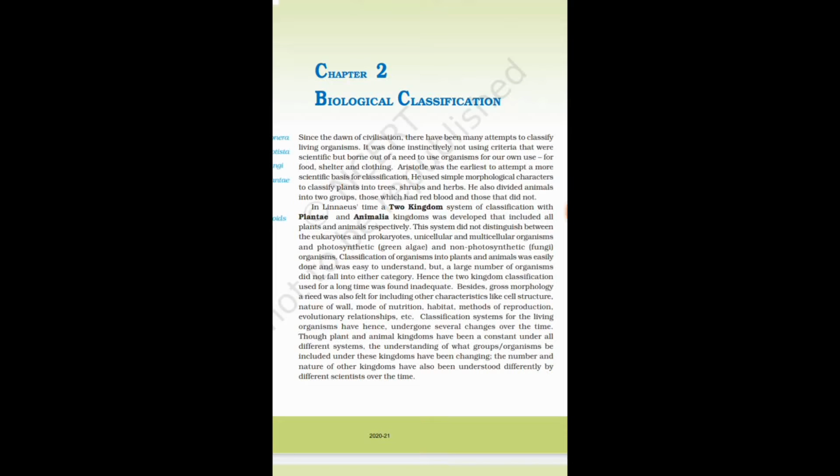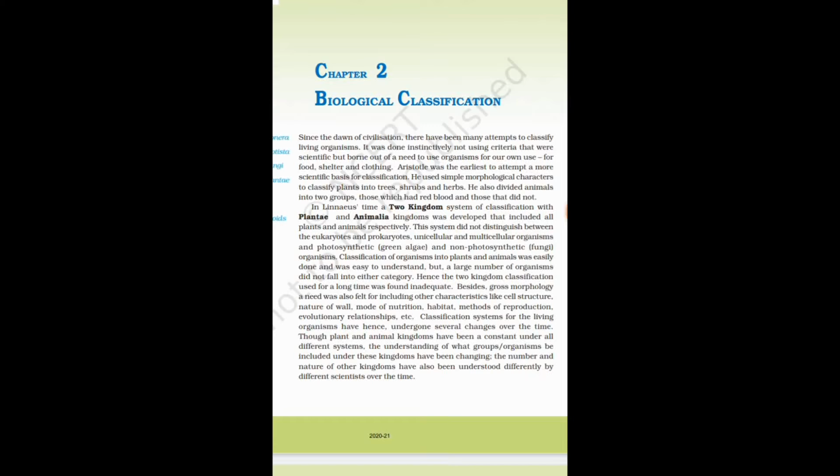He used simple morphological characters to classify plants into trees, shrubs, and herbs. He also divided animals into two groups: those which had red blood, and those which did not. In Linnaeus' time, a two-kingdom system of classification with Plantae and Animalia kingdoms was developed that included all plants and animals respectively. This system did not distinguish between the eukaryotes and prokaryotes, unicellular and multicellular organisms, and photosynthetic green algae and non-photosynthetic fungi.